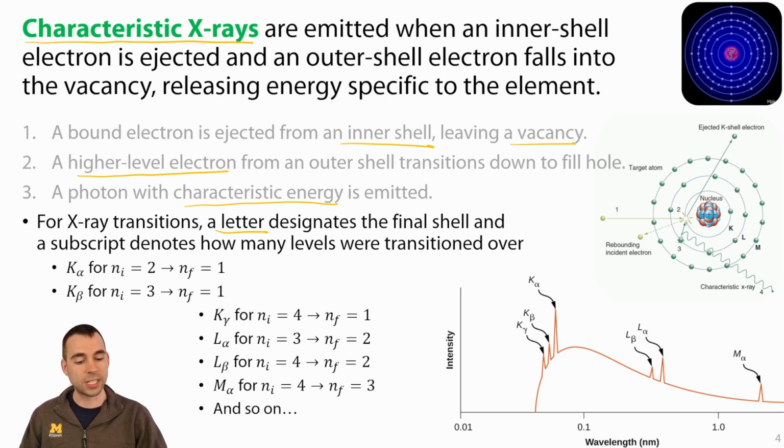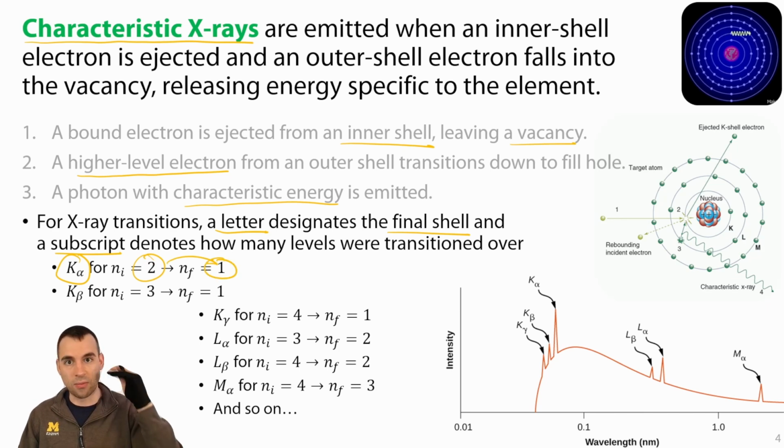We use a letter to designate the final shell that the electron is jumping down to, and a subscript that denotes which transition this specifically is. So let's take a look at an example. The K alpha is the first possible characteristic X-ray that we could get, and that would be a relaxation from an n equals 2 shell to an n equals 1 shell. If we jump down from the second energy level to the first, that will be a K alpha transition.